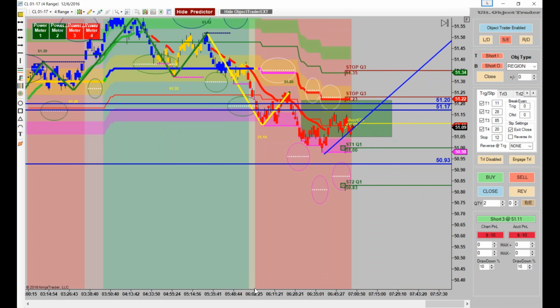Now see, the way that region is drawn, it'll fire a trade if it gets up to the top and closes, or if it closes through the bottom. Getting a little sideways, aren't we?